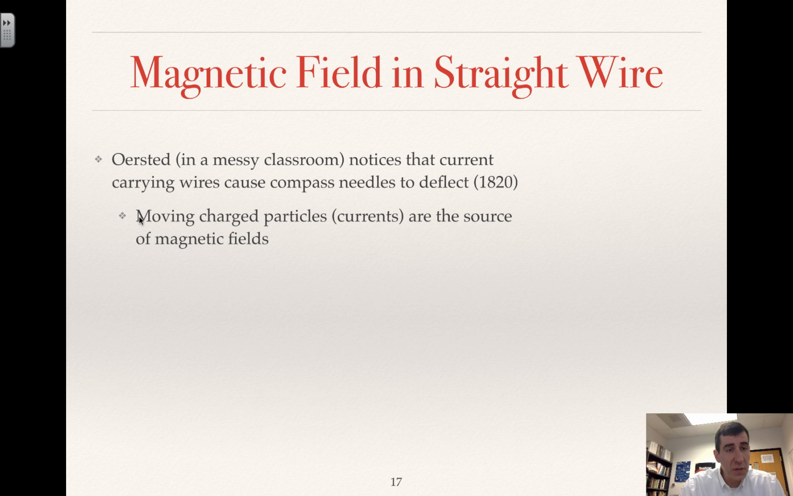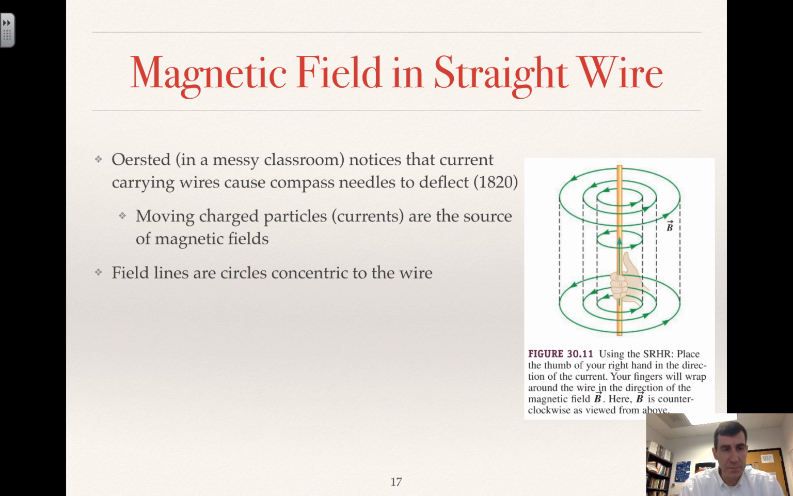So this is really the first time that people realized that moving charged particles, so currents, are really the source of magnetic fields. Up until this point, people didn't understand the connection, because after all, magnetism, like magnets and lodestones and naturally occurring magnets, you might think is very different from electric charges. And for a long time, people didn't see that there was a connection between them.